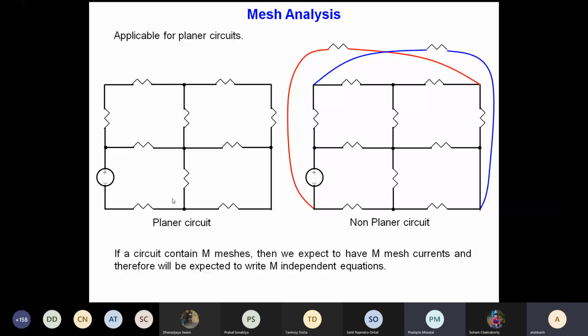Please define mesh. Yeah, I will come with an actual example, where you will have to move around meshes only. To solve this type of problem, you will have to move around meshes only. So I will come with an actual example.